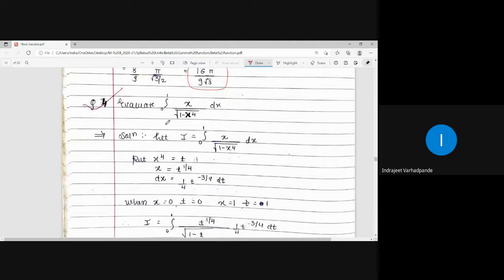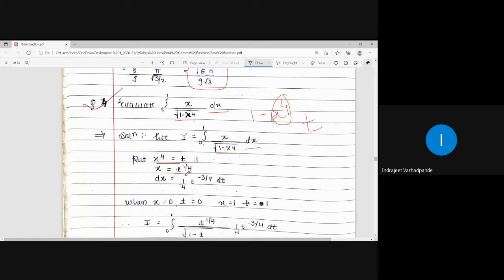Next example, by default here we are able to see the limits of integration as 0 to 1. So the example is integral 0 to 1 x upon under root of 1 minus x to the power 4 dx, right? See, x is already there, 1 minus x to a certain power is also available, but that is to be shifted to the numerator. So what we need is 1 minus x, not x to the power 4. So we use the substitution x to the power 4 is equal to t. Let I is equal to integral 0 to 1 x upon under root of 1 minus x to the power 4 dx. Put x to the power 4 is equal to t.